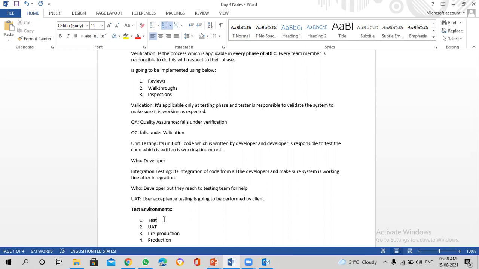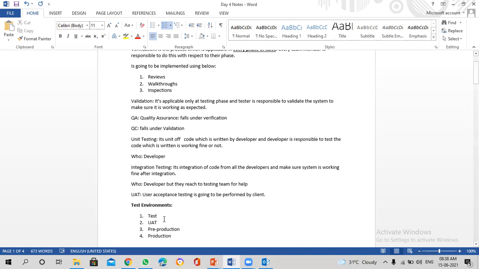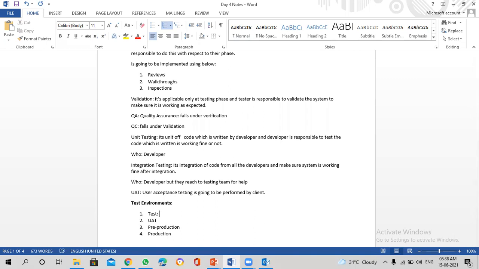Production, you know it, right? Production is the real-time environment, which is used by end users. So if I'm working on a project and I have to test it in the test environment, citibanktest.com will be my URL.